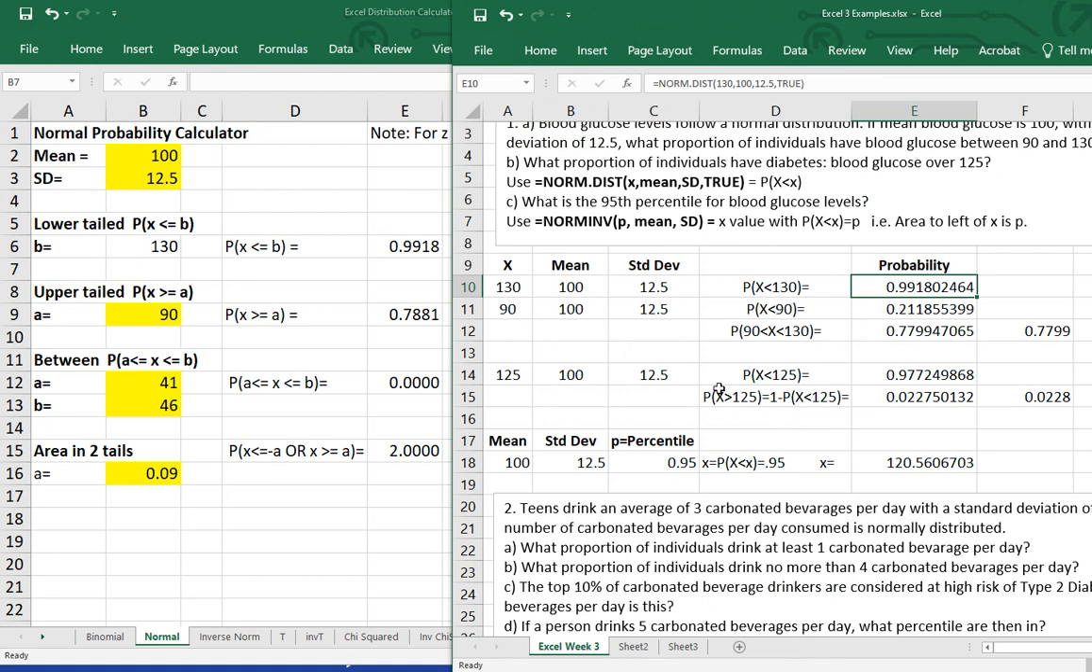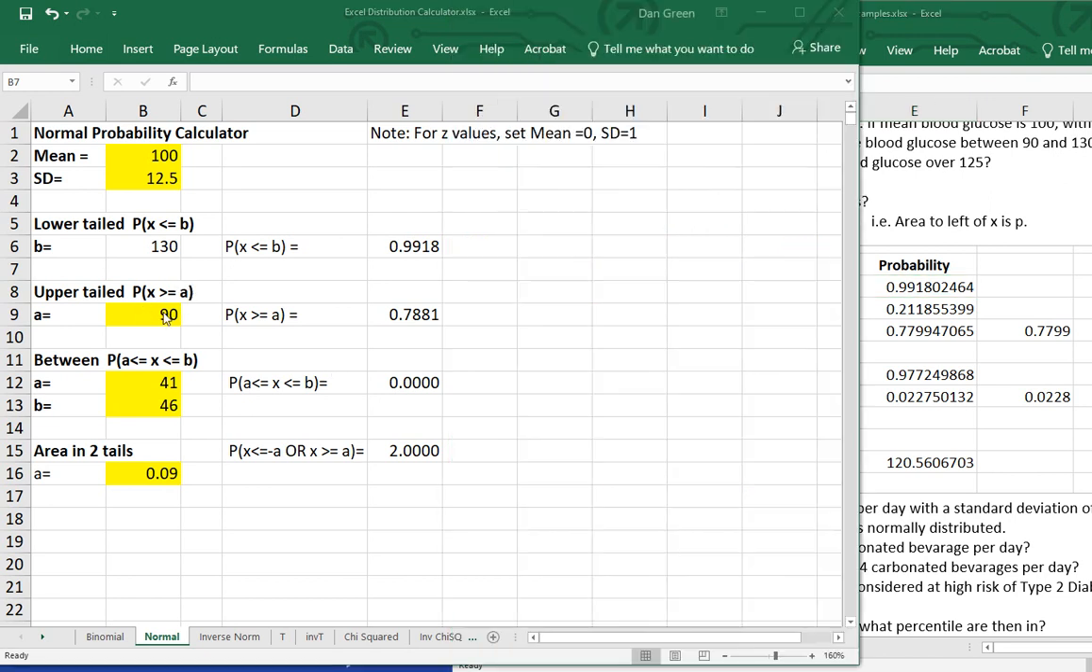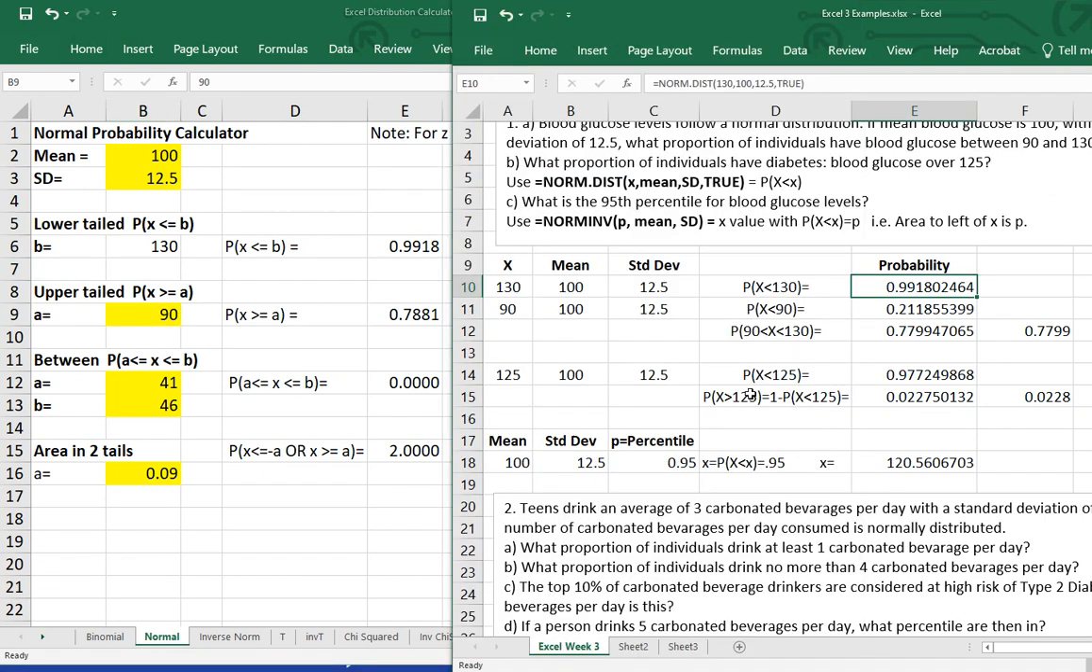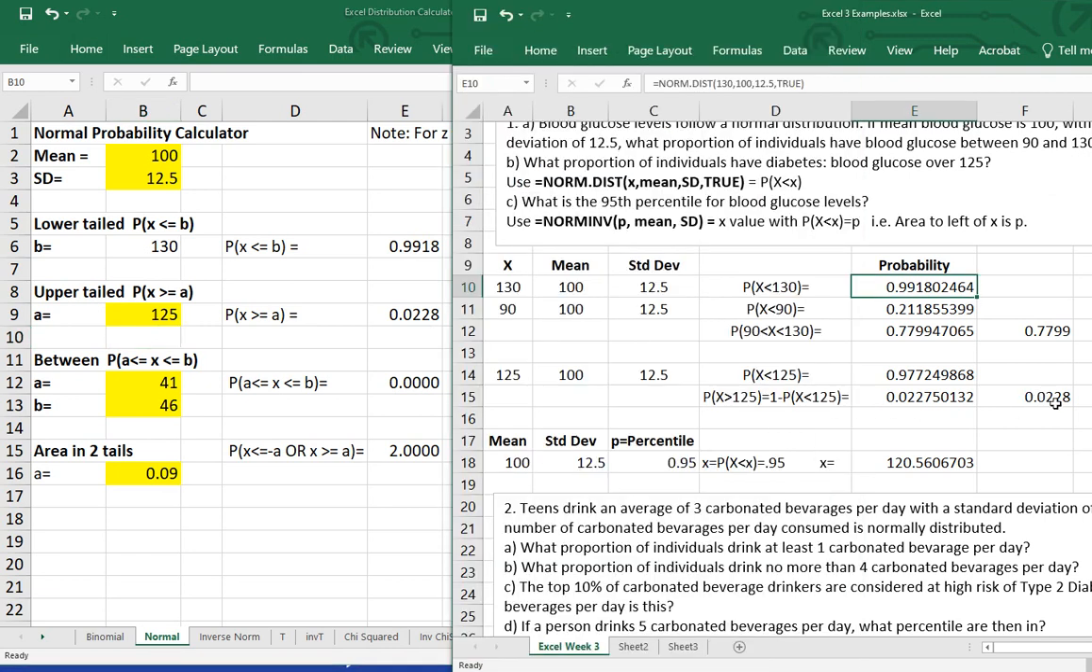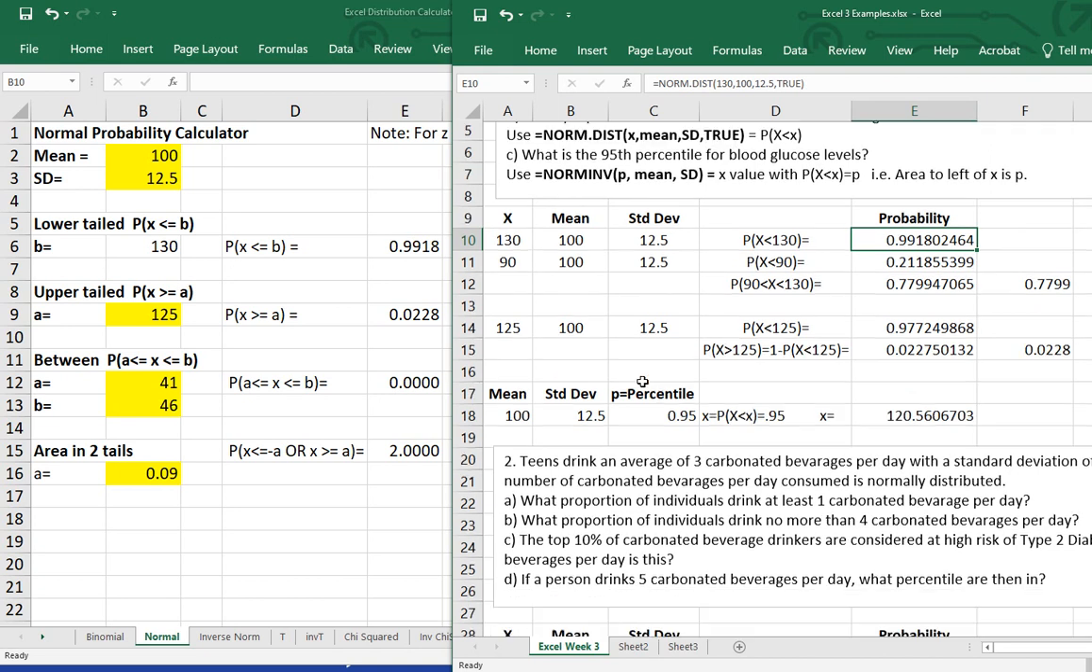For things that were greater than, remember we have to do 1 minus a NormDist. Not a problem here. So upper tailed, x greater than or equal to a. So you put the a in here. So for us that was 125. So I click 125. Boom, there's our answer, .0228. And look here, .0228. Pretty cool, huh?